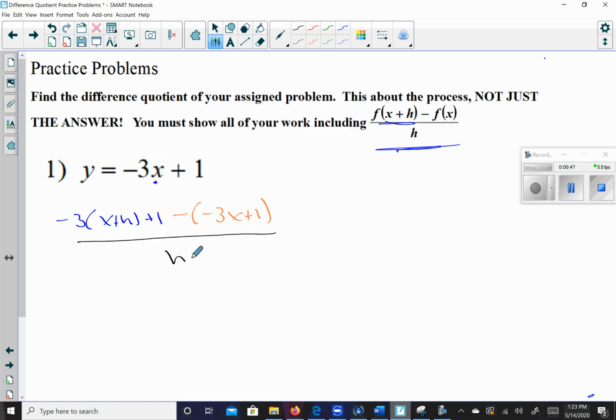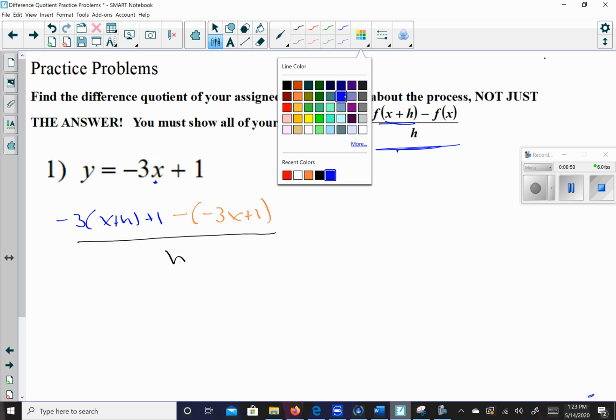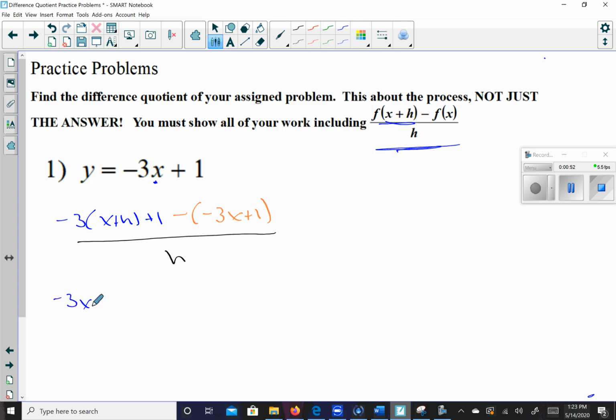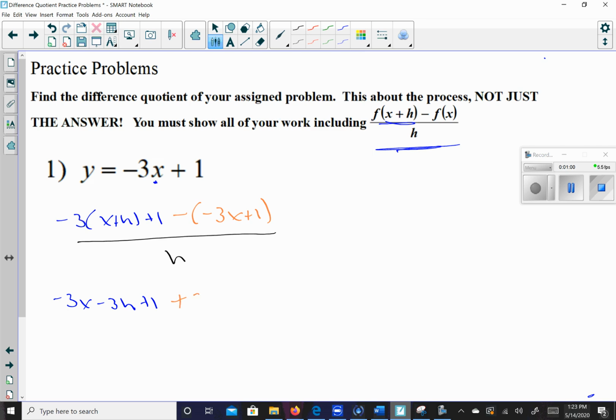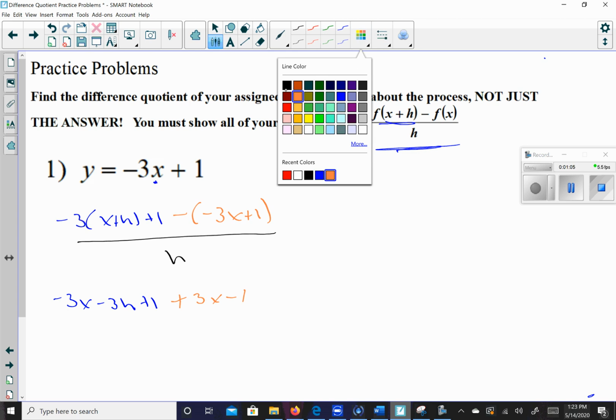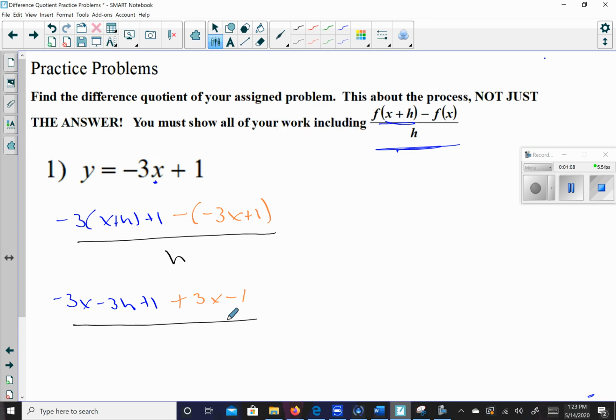h. When I distribute my -3, I'm going to have -3x minus 3h plus 1, and then distributing the negative sign, I'm going to have positive 3x minus 1, and again, this is all over h. When I look at this, the -3x and the positive 3x will equal 0, the positive 1 and the negative 1 will equal 0. So I'm left with -3h over h. The h's simplify, and my final answer is -3.